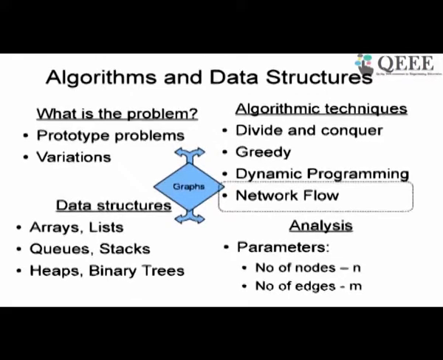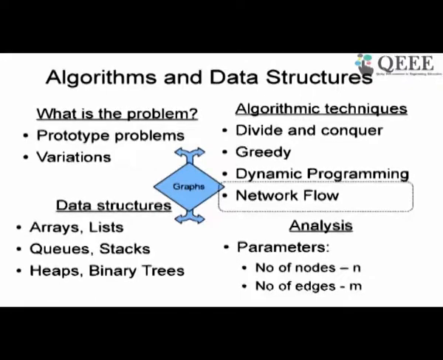I started by telling you where the whole area of graphs fits into data structures and algorithms, and I said basically that graphs give rise to some number of prototype problems. We discussed already a few problems like the shortest path problem, the coloring problem. We're going to discuss today network flow, and we saw basically that these prototype problems can be modeled in the form of graphs, and then you can apply algorithmic techniques like greedy algorithm.